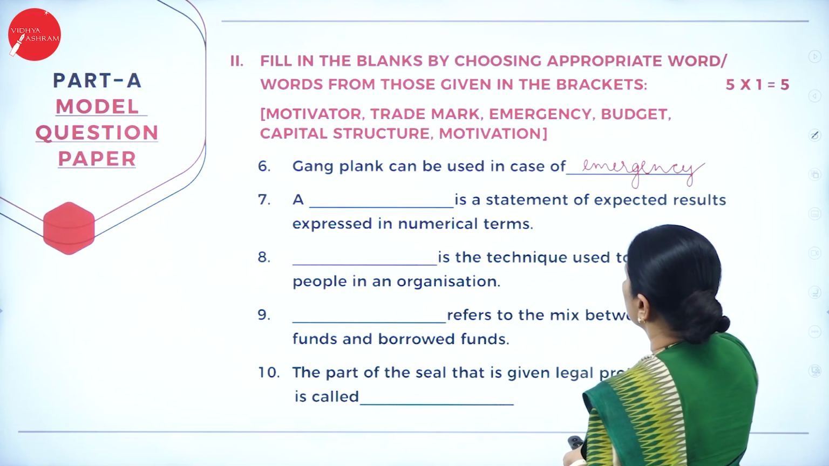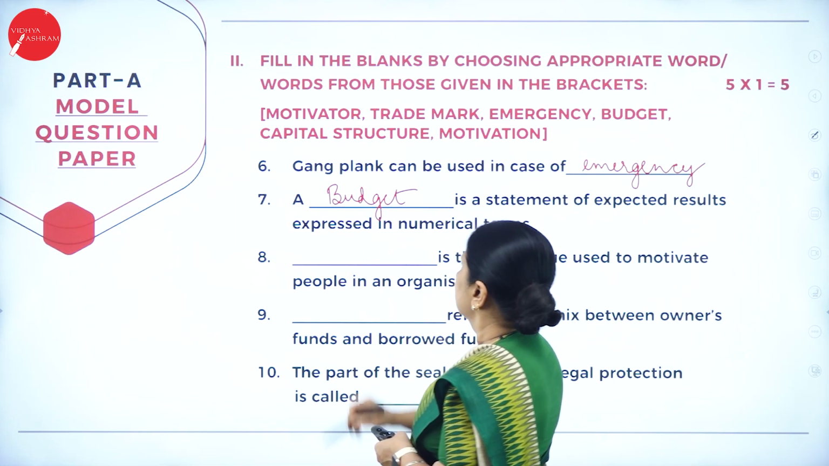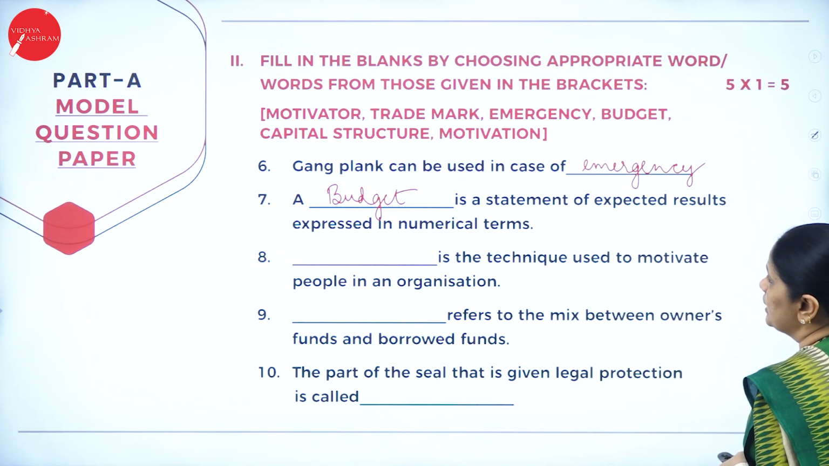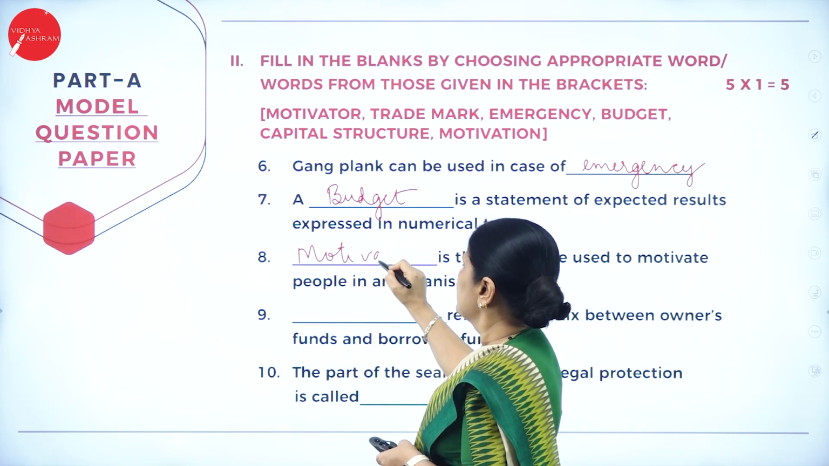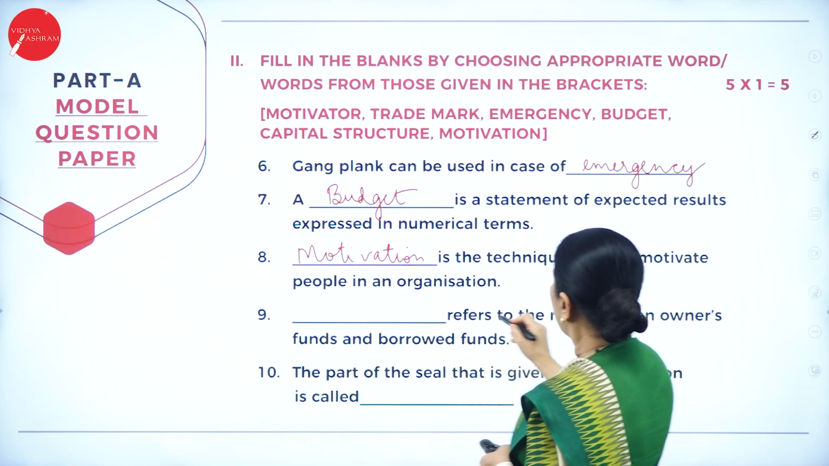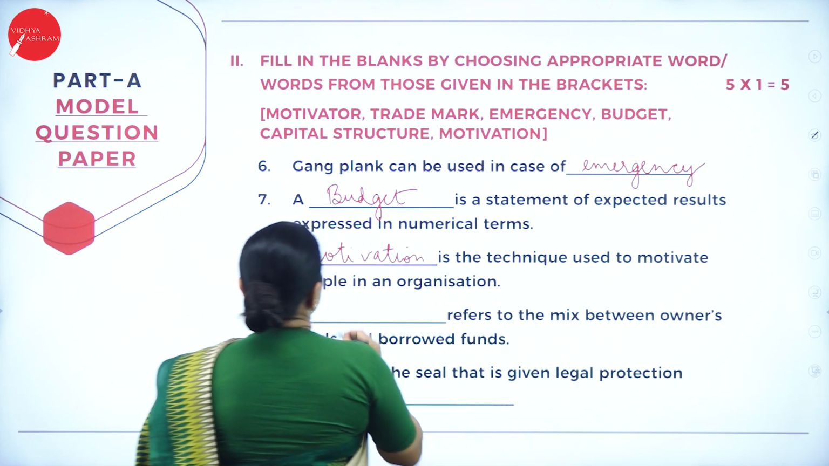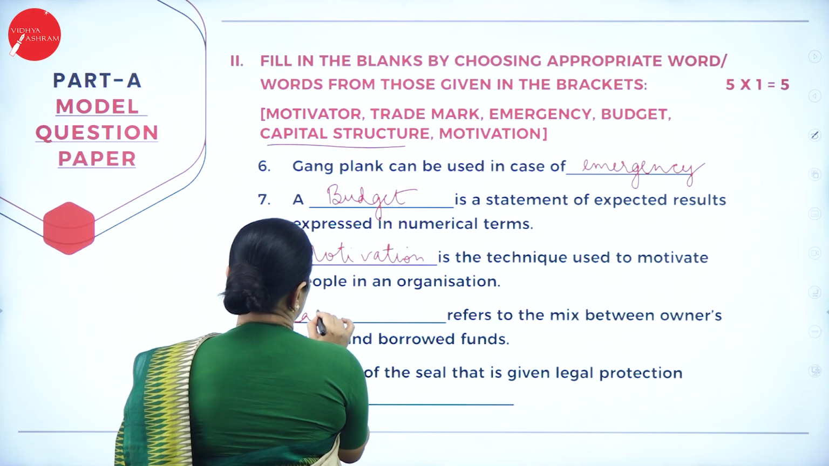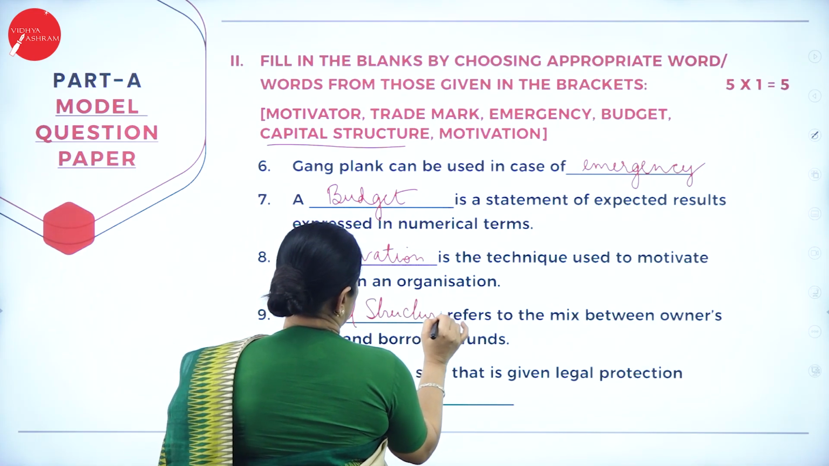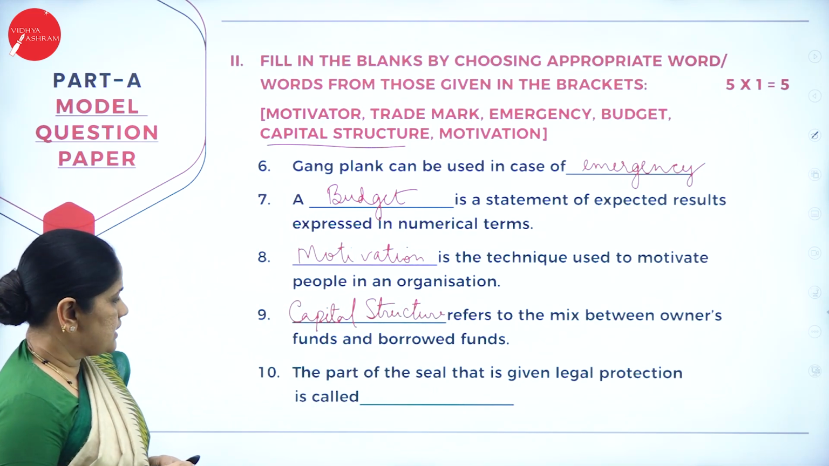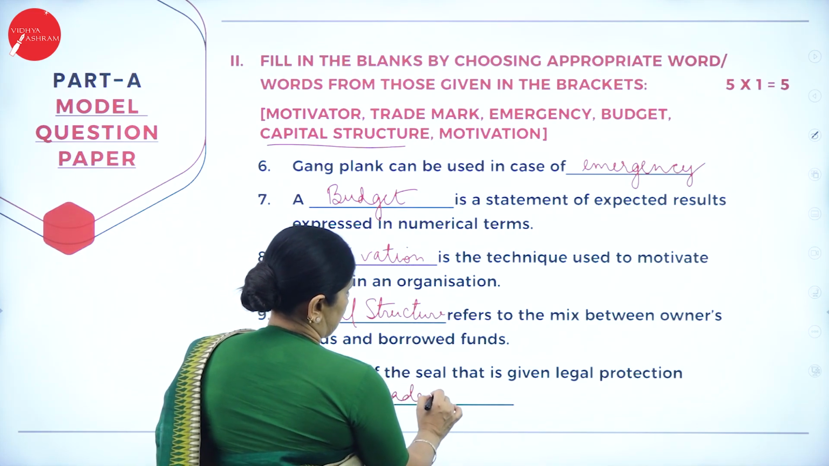A dash is a statement of expected results expressed in numerical terms. That is a budget. Then, dash is the technique used to motivate people in the organization. It is motivation. Then dash refers to the mix between owner's funds and borrowed funds. So it is the capital structure. The part of the seal that is given legal protection is called trademark.